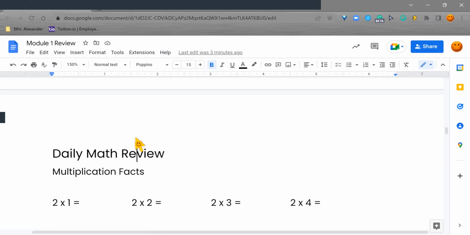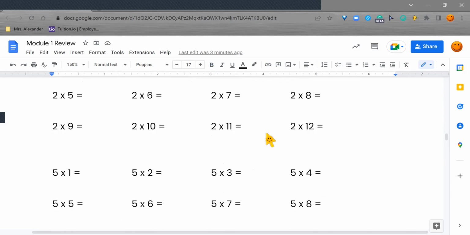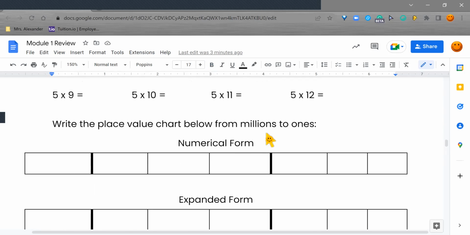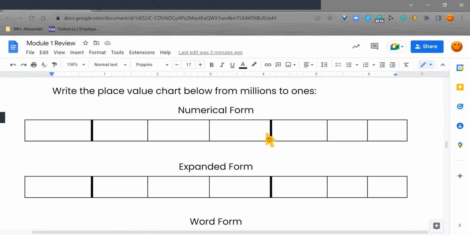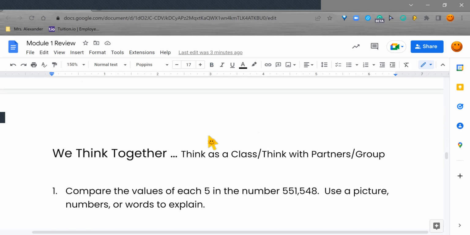In my class, we do a daily math review. So we're working on our 2 multiplication facts and our 5 multiplication facts. And then we do our place value charts where we're doing number form, expanded form, and word form. So we're going to start with our review.